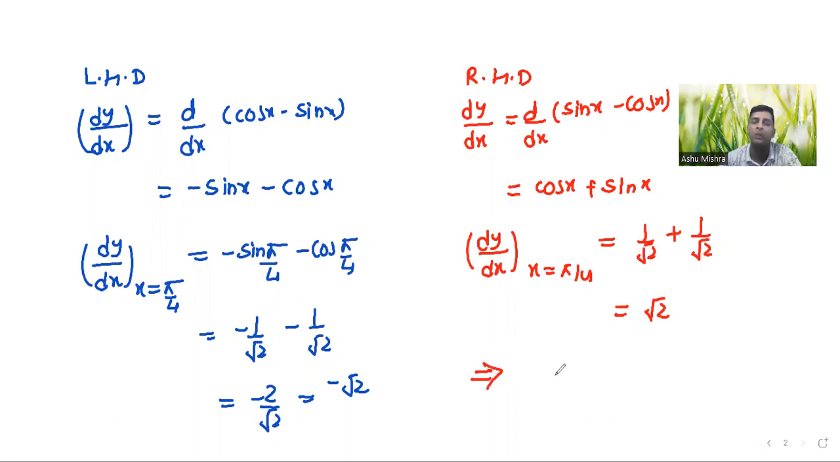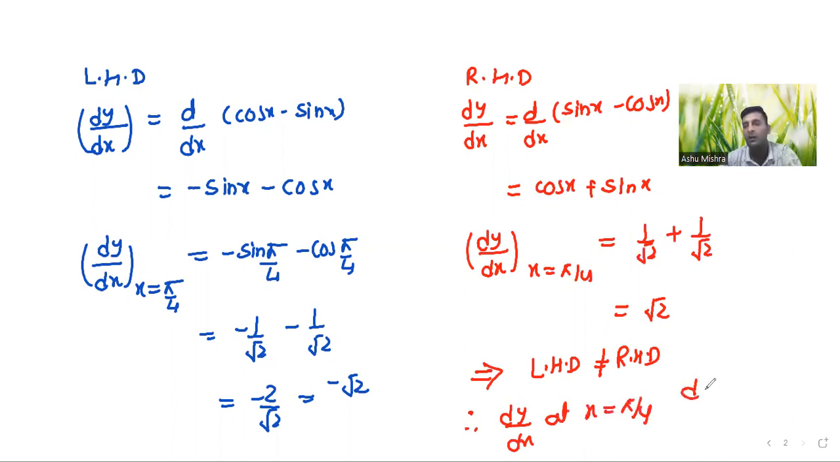Now from both parts we get that the left hand derivative is not equal to the right hand derivative. Therefore, dy over dx at x equal to pi by 4 for the given function does not exist. This is the final answer of this question. Got it?